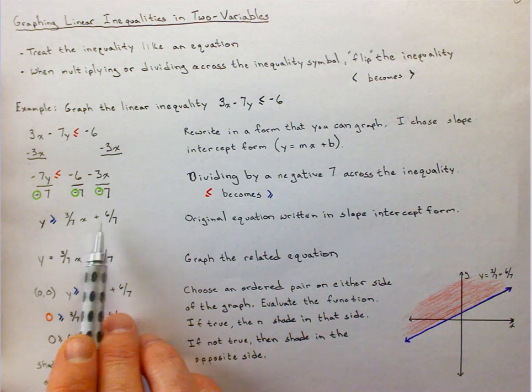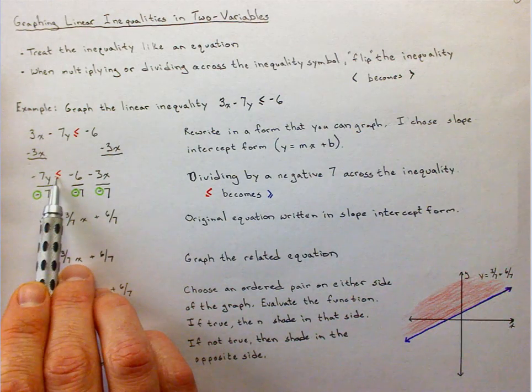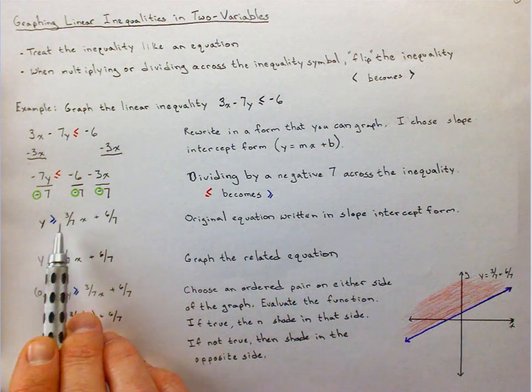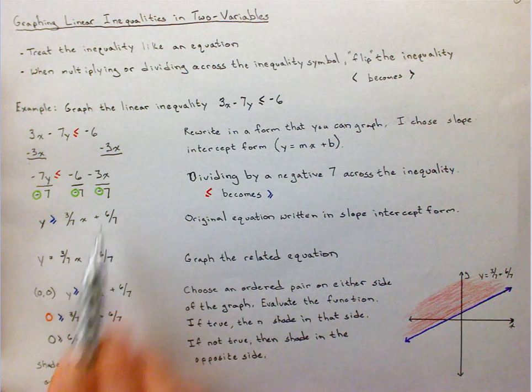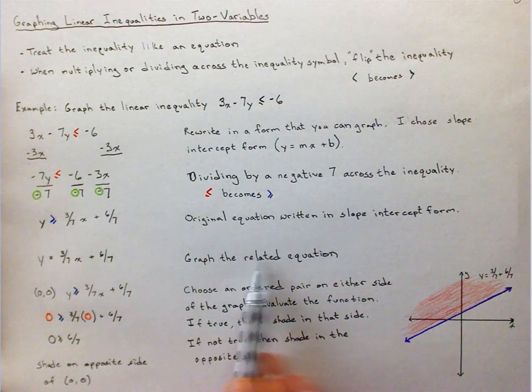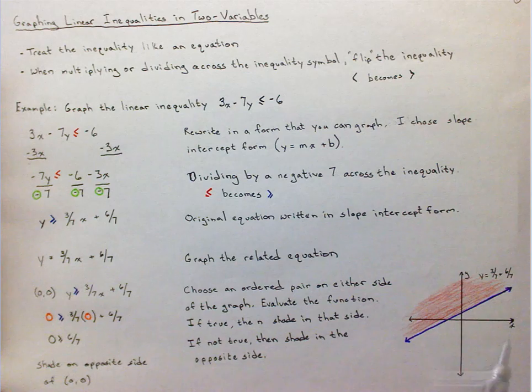Once you have it rewritten in slope-intercept form, and you've ensured that you flipped the inequality symbol if you multiplied or divided by a negative number, then you're going to treat it like an equation. Graph the related equation. Once you have it graphed, you are simply going to pick a point on your graph. Again, I recommend 0, 0 or another very simple coordinate to evaluate.